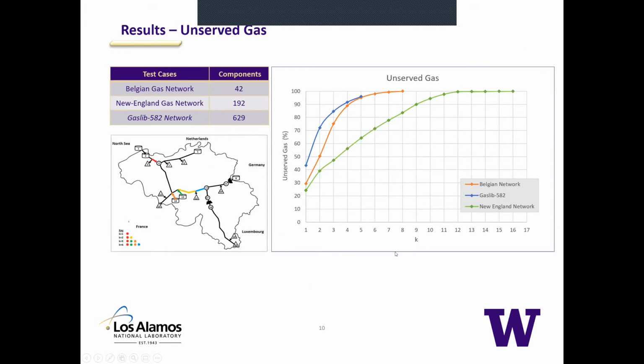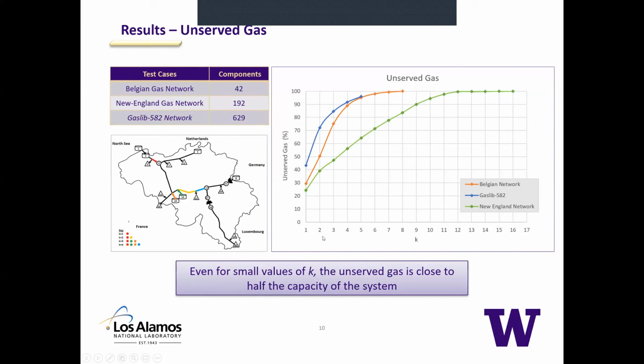And so I'll briefly go through the results that we tested this algorithm on. We tested it on 3 test cases: the Belgian gas network with 42 components, the New England gas network with 192 components, and finally, for scalability purposes, we tested it on a larger GasLib 582 network. As you can see on the plot to the right, even with small values of components being interdicted, the unserved gas at the consumer loads is close to half of the capacity of the system compared to its baseline operation.